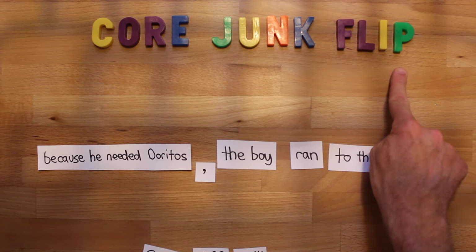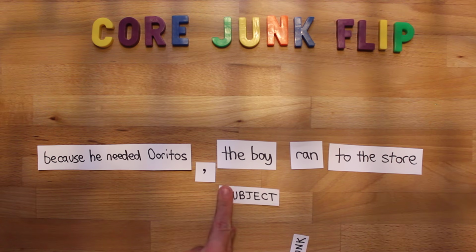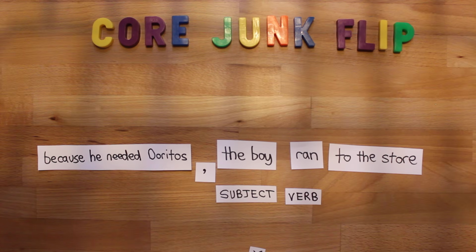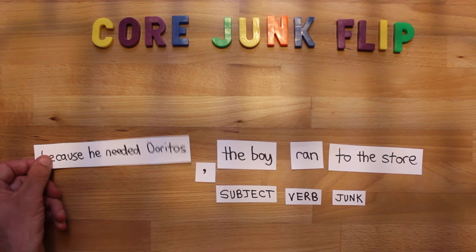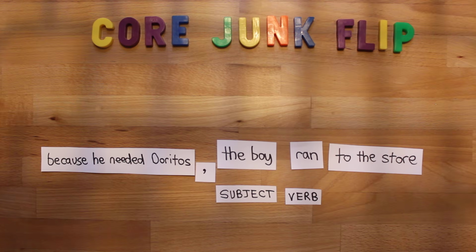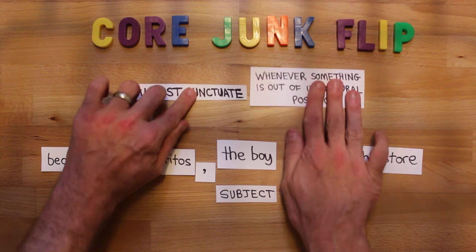Now, why do I call it a core junk flip? Well, I call the subject and the verb of a sentence the core. And everything after that is junk. So this is all core junk back here. And so this core junk has been flipped to the front. So, why the comma? Well, you could say it's comma for a core junk flip. Or you could say exactly what core junk flip means. It means that this thing has been moved out of its natural position. So you have to punctuate. You must punctuate whenever something is out of its natural position.